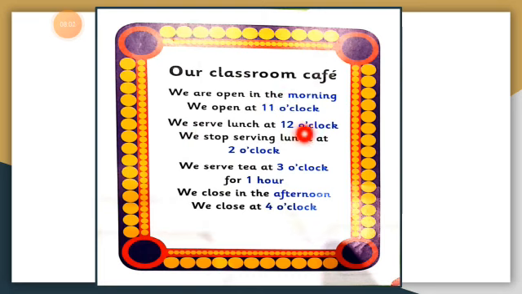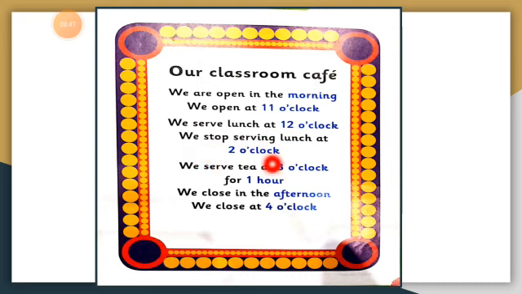We serve lunch at 12 o'clock. Okay, we will open at 11 o'clock and we will serve lunch at 12 o'clock. This is the time we are going to mention. We stop serving lunch at 2 o'clock. Fine. At 2 o'clock we will stop serving the lunch. So for how many hours are we going to serve lunch? 12. What comes after 12? 1 o'clock and 2 o'clock. This means only for 2 hours we are going to serve lunch.